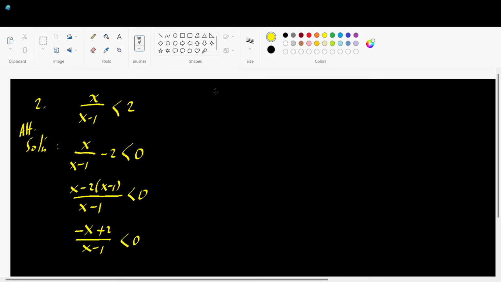Then we are going to get the critical numbers by just equating all the factors to 0. Negative x plus 2 is 0, x minus 1 is 0. So what are the critical numbers here? Negative x plus 2 is 0, or x equal to 2. The other one, x minus 1 is 0, or x equal to 1. So we have the critical numbers, 1 and 2.